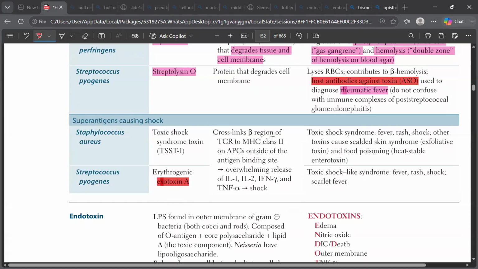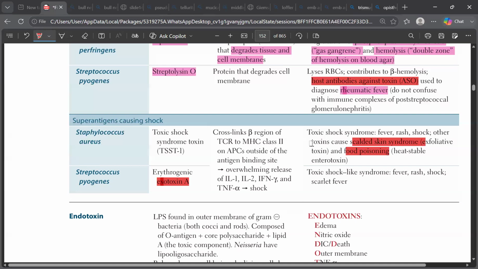So they cross-link the beta region of the receptor complex to MHC on APCs outside of the antigen binding site. And this increased cross-linking of the TCR to the MHC causes obviously an increased inflammatory response and increased interleukins 1, 2, IFN gamma, and TNF alpha. Toxic shock syndrome has fever, rash, shock. Other toxins cause scalded skin syndrome, exfoliative toxin, and food poisoning, which is heat stable enterotoxin. So Staph aureus has toxic shock syndrome toxin as well as an enterotoxin.